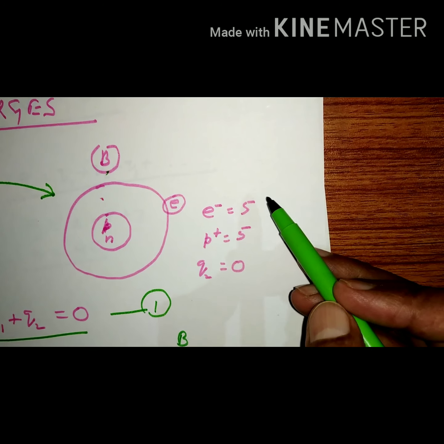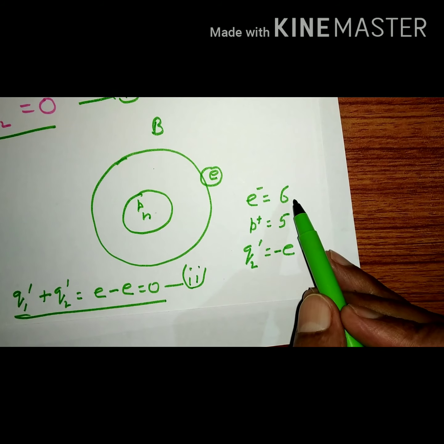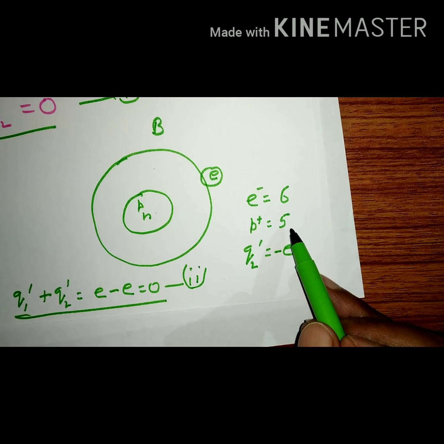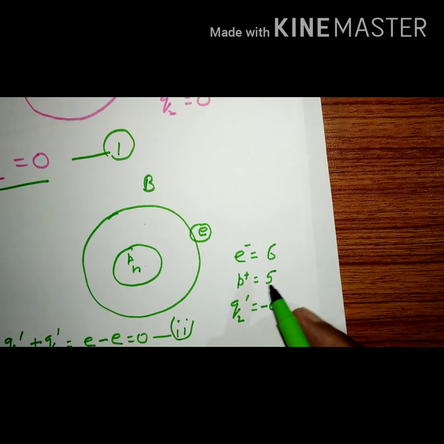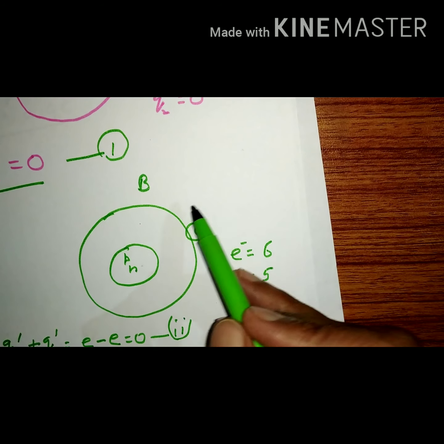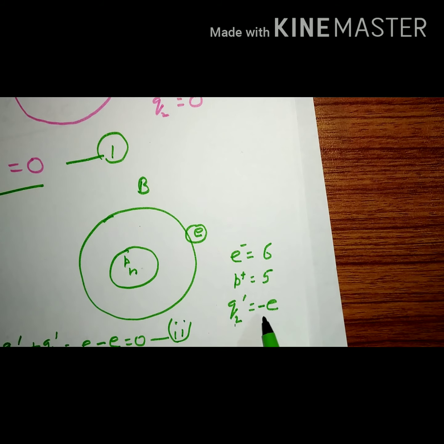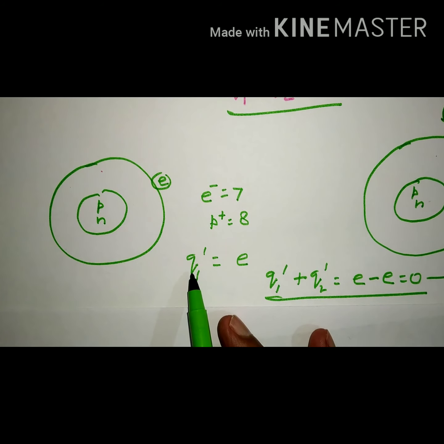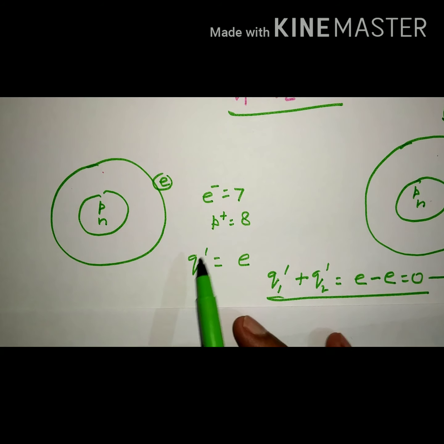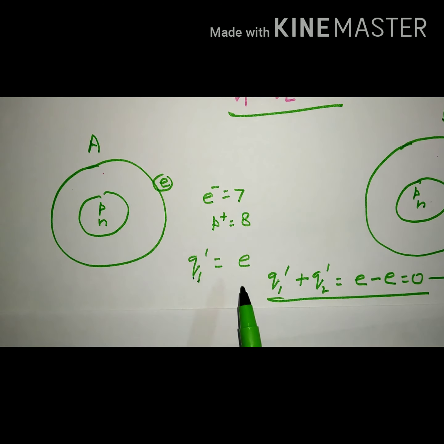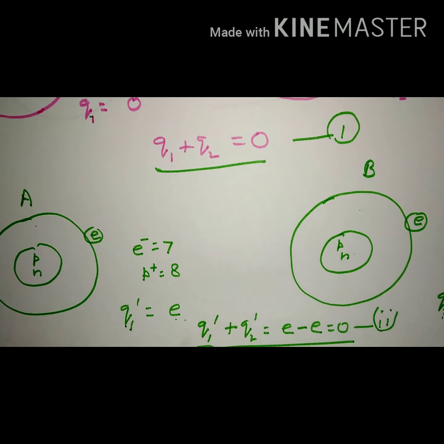Initially there were 5 electrons and now there are 6 electrons. The number of protons as well, 5 was in the initial, 5 this time. So here the body B has one more electron, so charge on the body B is minus 1e, and body A has lost some electron, so one electron it has lost, so charge on the body A is plus 1e.